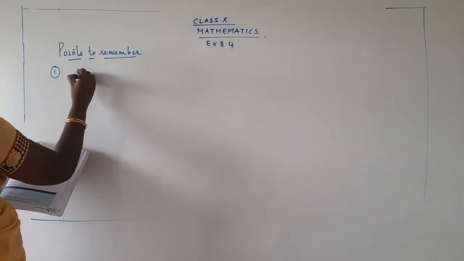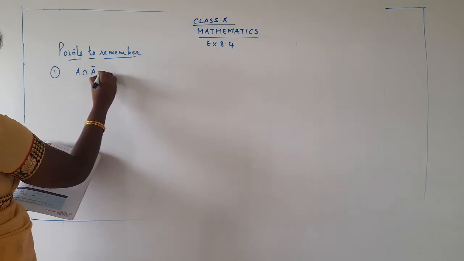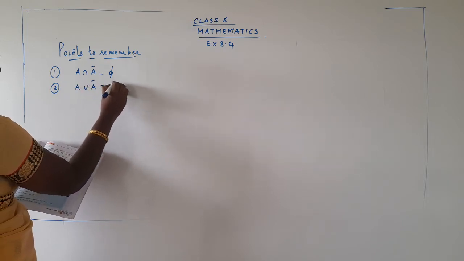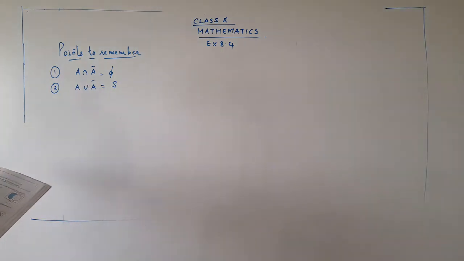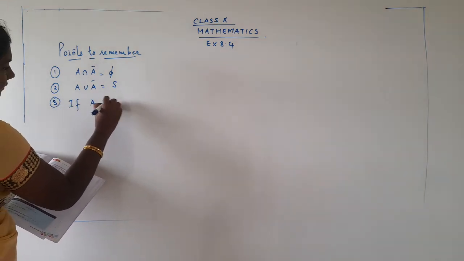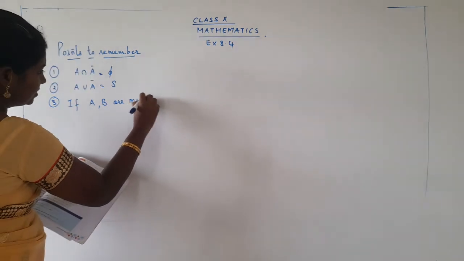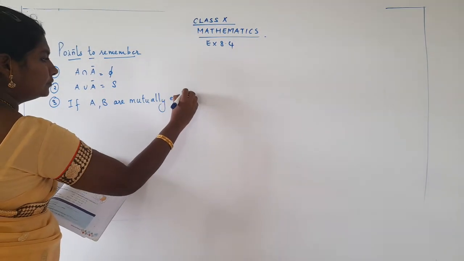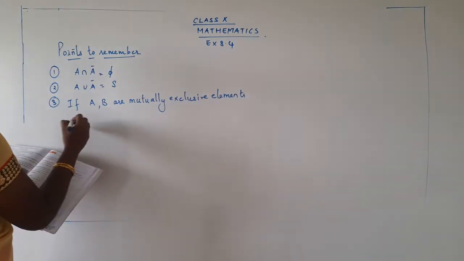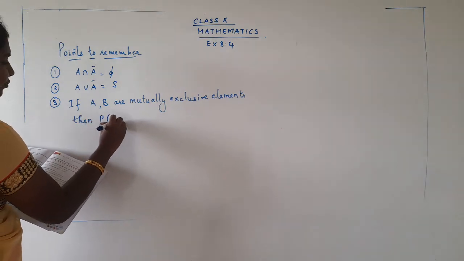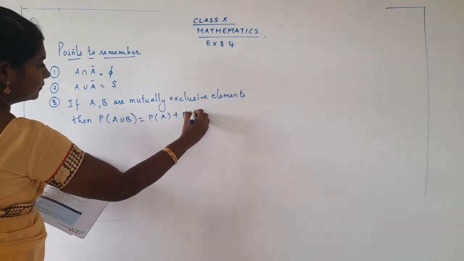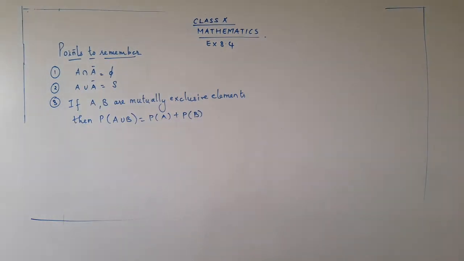The first point, A intersection A dash is equal to phi. A union A dash is equal to, yes, the whole sample space. Third point, if A, B are mutually exclusive elements, then P of A union B is equal to P of A plus P of B. So I have given you 3 points.